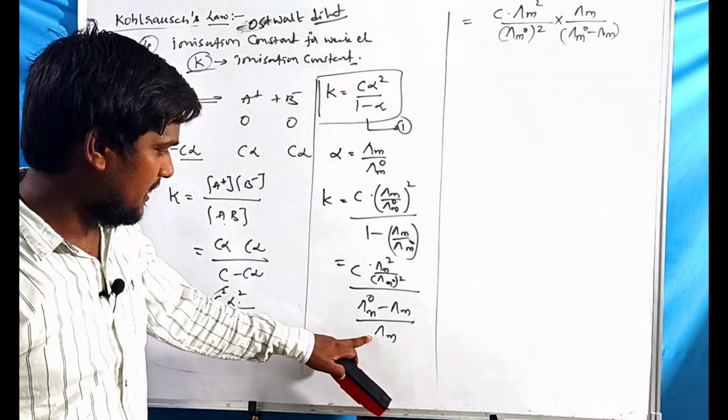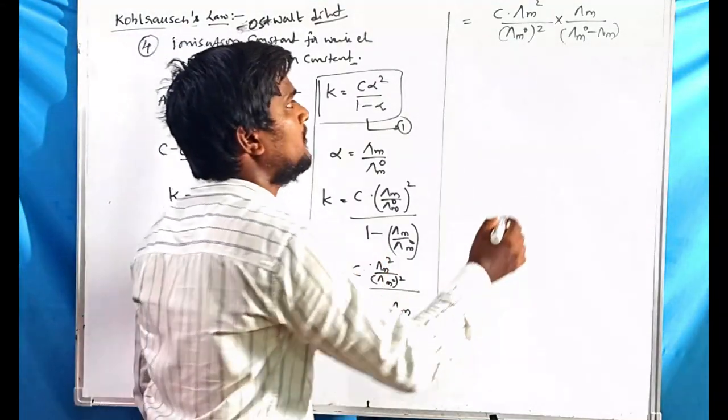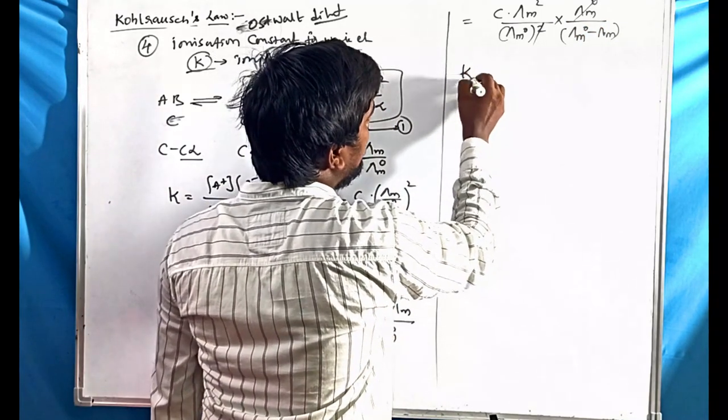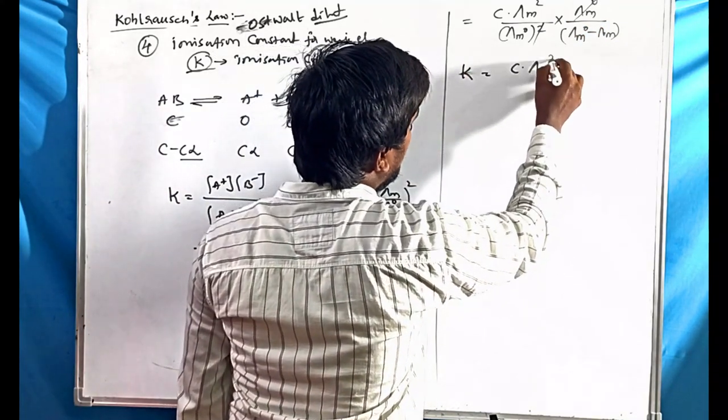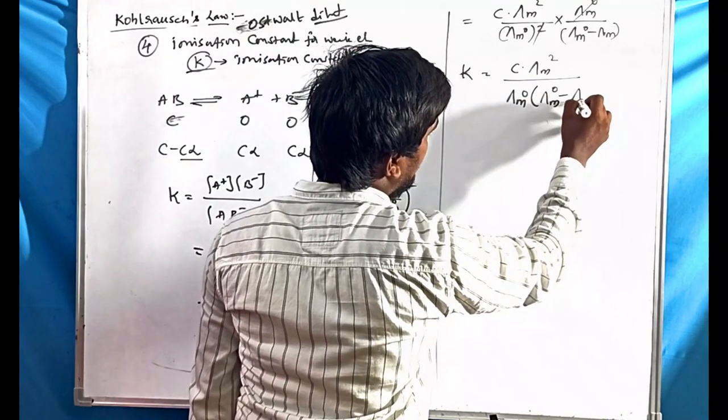Okay, here it is, the lambda m naught. So here lambda m naught square is cancelled. Now we will get K is equal to C into lambda m square by lambda m naught into (lambda m naught minus lambda m).